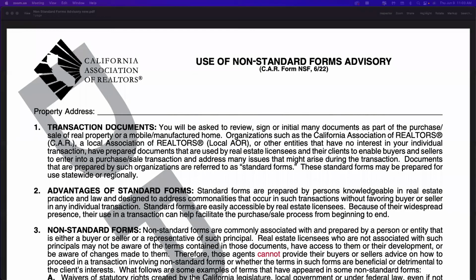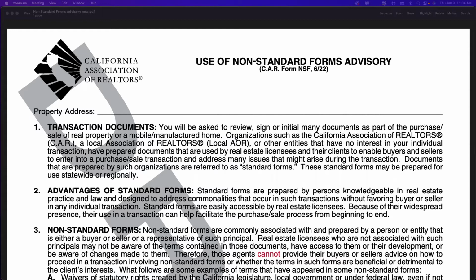Okay. So we're going to start with the new forms. What you should be seeing is the Use of Non-Standard Forms Advisory. Now, we're not going to read all of these, but this is an advisory for your clients for forms that are created by the brokerage, right? You guys have all been in a transaction where there's been some kind of broker-created form that they ask you to sign, right? Some kind of disclosure, some kind of advisory, something that the broker has created. It's not a standard form.